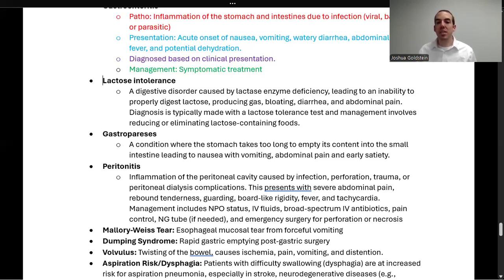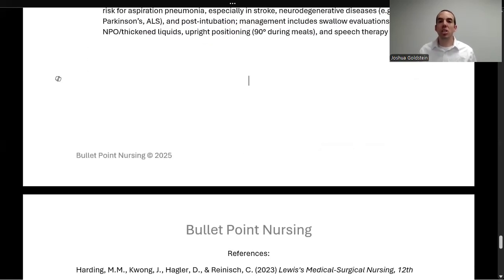Aspiration risk or dysphagia. These are the last two terms I have. If you do hear these terms, this is where patients have difficulty swallowing. That's what dysphagia is. And if the patient is at aspiration risk, then we're talking aspiration pneumonia. And who are we talking about? We're talking about patients that have a stroke or that have other neurodegenerative diseases where they're unable to control that swallowing. We talked about this earlier.